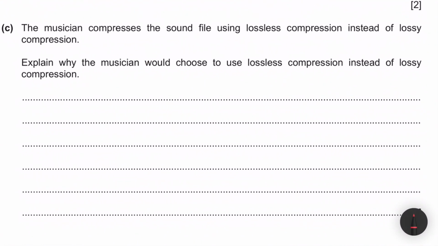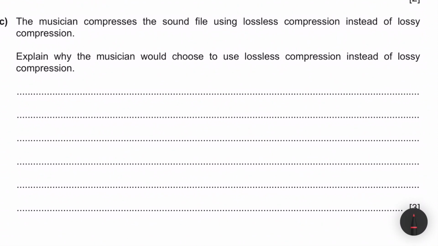The musician compresses the sound file using lossless compression instead of lossy compression. Explain why the musician would choose to use lossless compression instead of lossy. Good question. Generally, we would always use lossy on sound, but he doesn't want to lose any quality. He wants to make sure it's exactly the same as the original. Therefore, he would choose not to get rid of anything. Lossy compression gets rid of the range which a human may not necessarily hear.